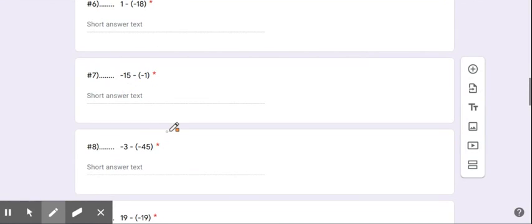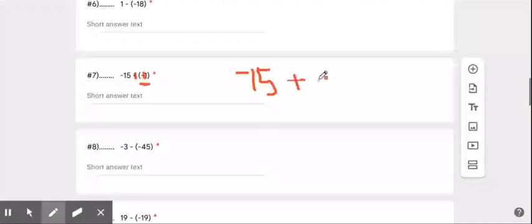Again, I am subtracting a negative, so I think to myself slash slash, and then I rewrite the problem. So -15 plus, now this is +1. So -15 plus 1, 15's negative, 1 is positive. So different signs subtract. 15 minus 1 is 14. And then I keep the big guy sign. What is the big guy sign?